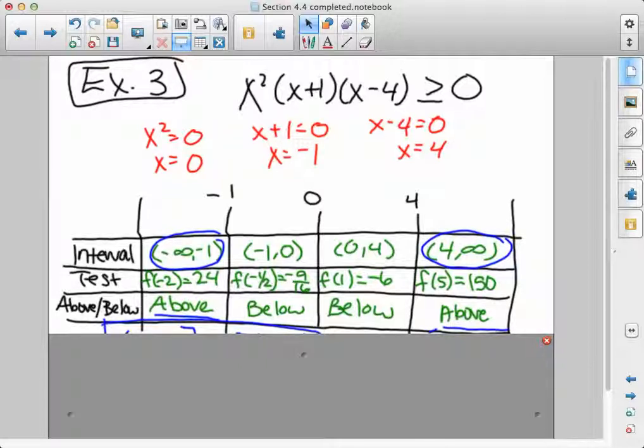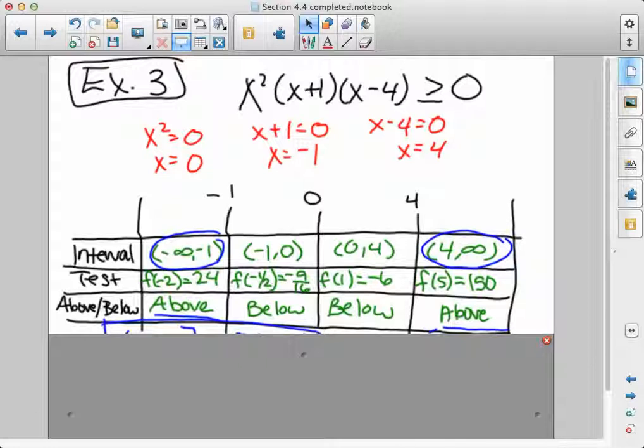Then you can see in my test row I chose a value in each interval of x values to plug into the function. Based off the value I was given, I determined whether my interval of x values was above the x-axis or below. Then finally, to get my solution, I look back at my original inequality. I have a greater than or equal sign, meaning I want to know where my graph is above the x-axis.